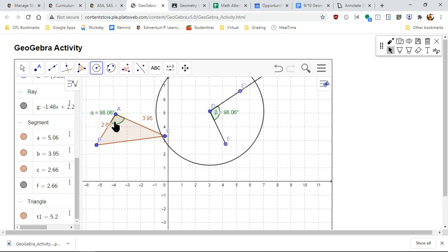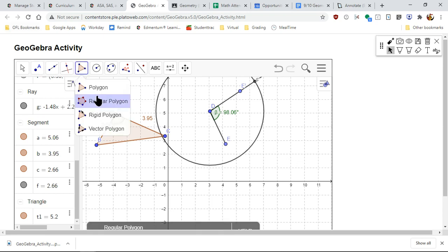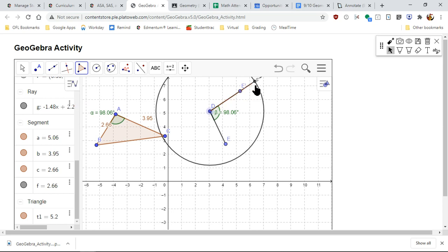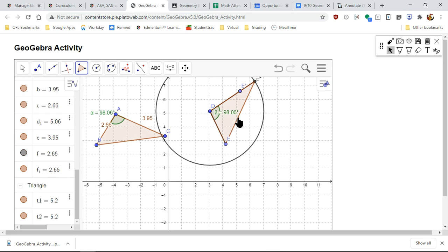But since I want the angle to be the same, I want it to be on this line. So I want the distance to be 3.95, which is this circle, but I want that angle to be the same. So I'm going to mark a point right here, at this point of intersection. And then from here, I'm going to make this a polygon. I'm going to go here, here, here, and here. And now I have a nice polygon.